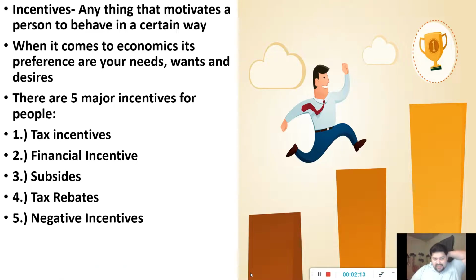So incentives are anything that motivates a person to behave a certain way. When it comes to economics, it's a preference: your needs, wants, and desires. Now, here's the thing. I do these videos late in the week instead of right away because some students ask me, what's the difference between a want and a desire? Well, a want is like, I really want a new car. A desire would be like, I want a 1965 Aston Martin that was used in the movie James Bond and things like that.